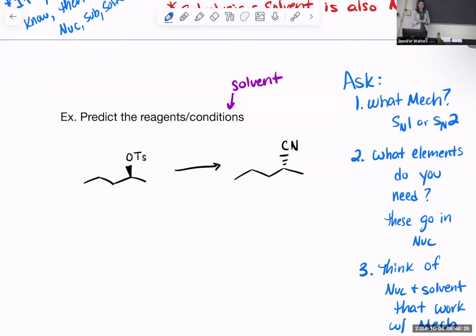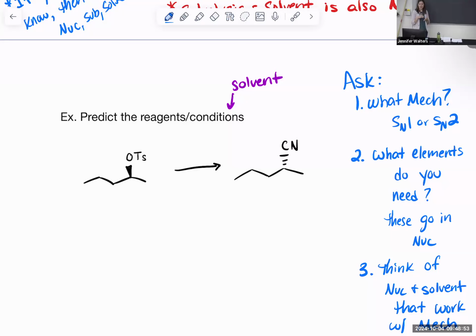All right, so I'm seeing a lot of hesitation. To do this type of question, you need to ask yourself first, what mechanism do I need? Is it going to be SN1 or SN2? Because that's how we know what type of nucleophile or type of solvent we need. So you have to first figure out which mechanism it is. And we're going to use our stereochemistry as our clue, or any sort of attachments, like location changes.